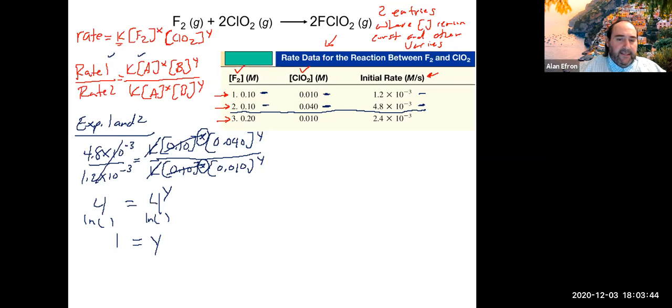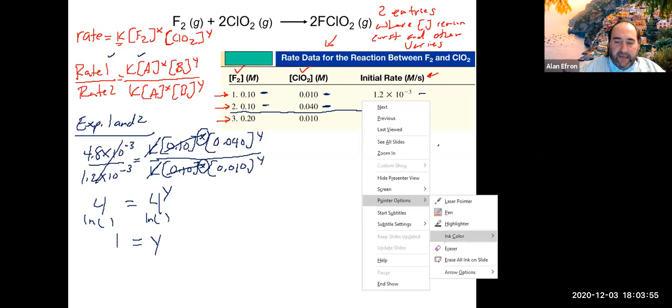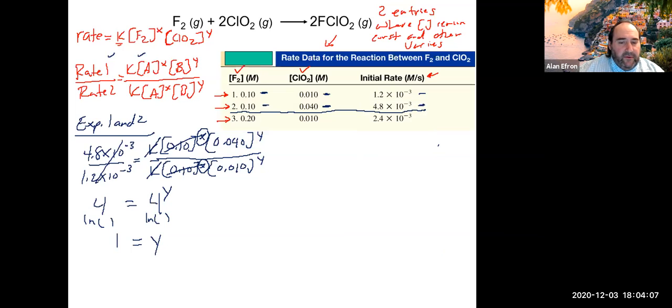So what that tells us is with respect to ClO2, we know that the order is first order. We then would want to go back to our table and pick 2 different entries. In this case, what we're looking for is 2 entries where we keep the ClO2 constant while we vary the F2. And it looks like it's going to be experiments 1 and 3 that will do that for us. The concentration of F2 is 0.1 and 0.2. Concentration of ClO2 is the same in each of those.